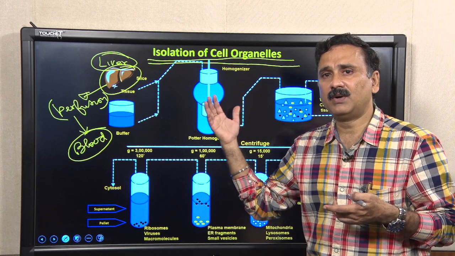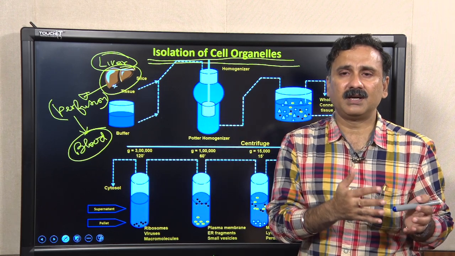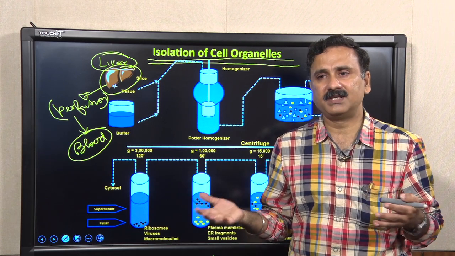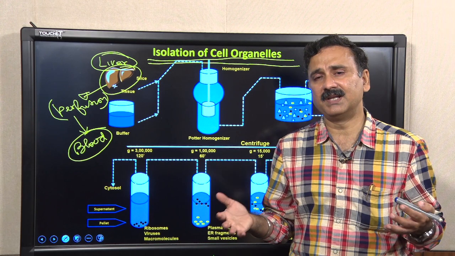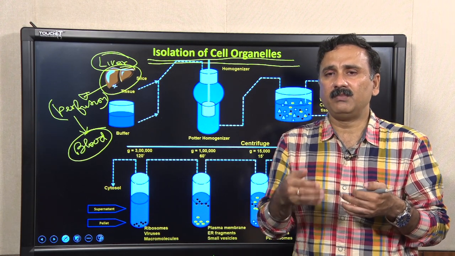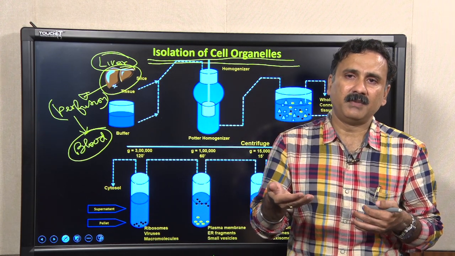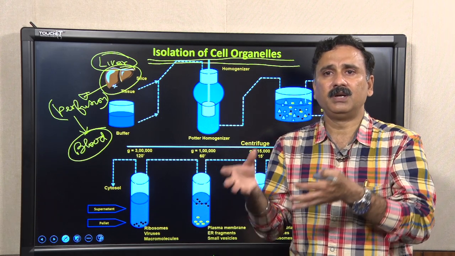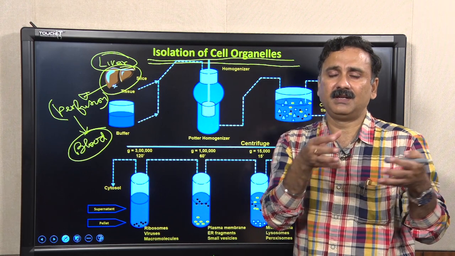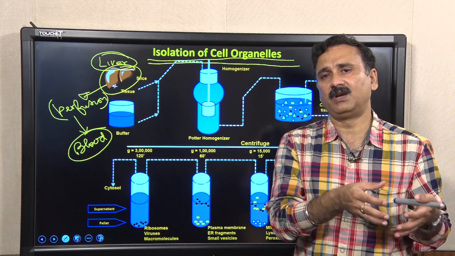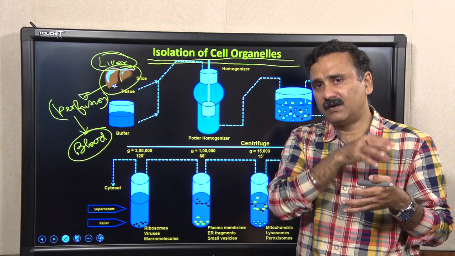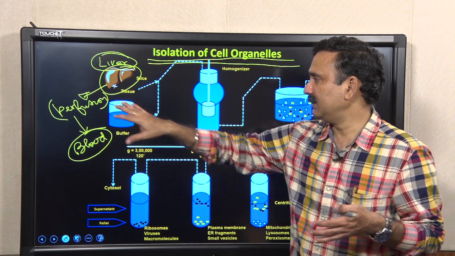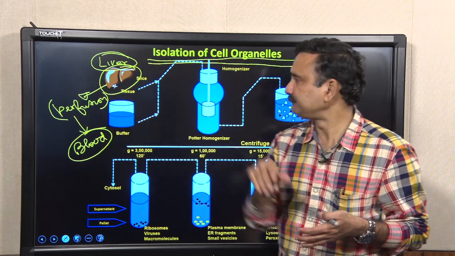Otherwise, when you are trying to isolate an organelle, for example the mitochondria from the hepatocytes, which basically make up the liver cells, you will not be able to isolate the mitochondria only from the liver cell, because the mitochondria will also be contributed from the Kupffer cells and the other kinds of immune cells present in the blood. So in the first step, you remove the blood from the liver in a process called perfusion.